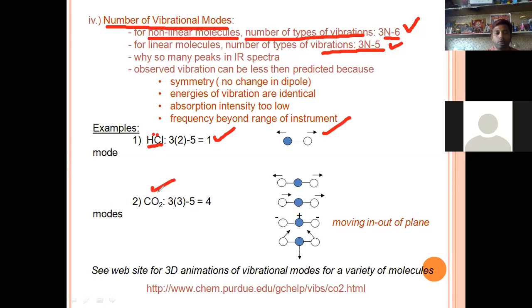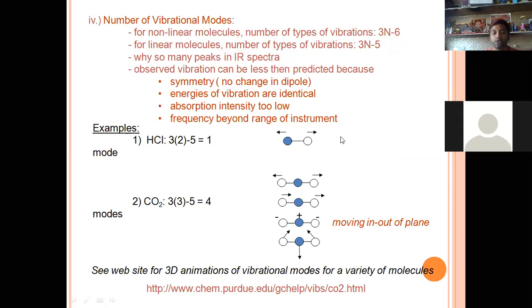But in carbon dioxide, the number of atoms is 1 and 2, total 3. So 3 into 3, 9 minus 5. It is a linear molecule: carbon, oxygen, oxygen. For linear molecules, the formula is 3n minus 5. So we have calculated the number of vibrations will be 4: symmetric stretching, asymmetric stretching, and bendings. This you have to remember as far as exam is concerned. It may be asked.